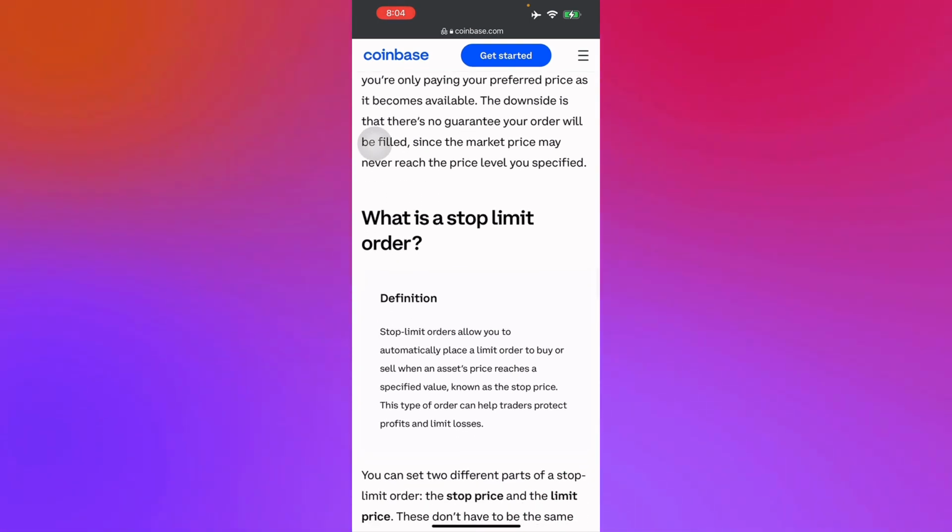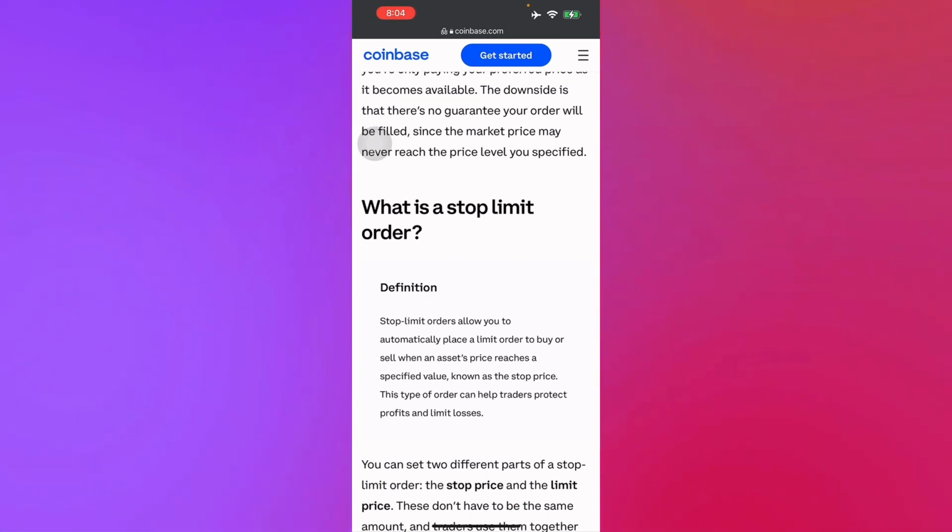So why place a stop order? Here's a quick definition of a stop limit. Stop limit orders allow you to automatically place a limit order to buy or sell when an asset's price reaches a specified value, known as the stop price. This type of order can help traders protect profits and limit losses. You just don't want to go buy and sell, buy and sell over and over. Stop limit orders can help you in trading since it won't go below the value you have placed in the order, and it might not even reach it, so it might not fulfill the order, as stated on their website.